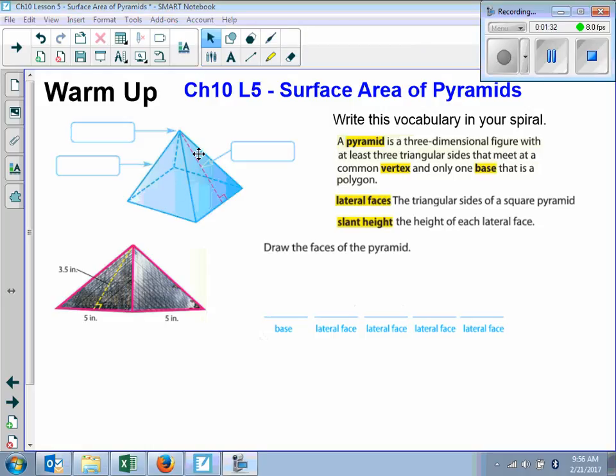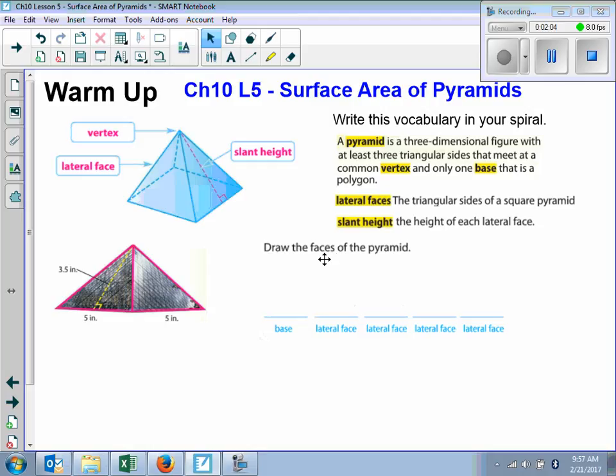All right, so here we also want to label the pieces. So here, what do we call that right there? That's the vertex. Very good. And then this is now pointing to this back piece. That's called a lateral face. Very good. And then this dotted line is the slant height. Very good. Please make sure you know how to identify those items on your diagrams, okay?